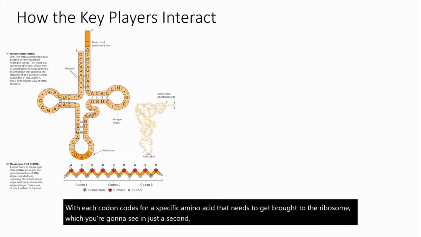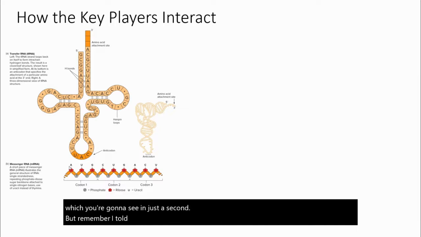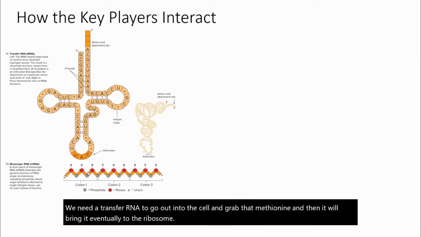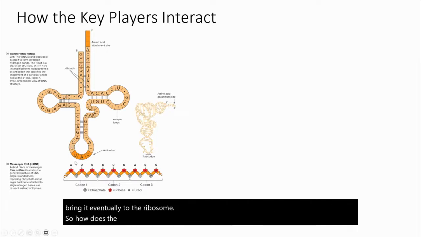But remember, I told you that when the messenger RNA says, hey, I need a methionine, which is always going to be our first amino acid, we need a transfer RNA to go out into the cell and grab that methionine, and then it will bring it eventually to the ribosome. So how does the transfer RNA know which amino acid it's going to have and where it's going to go when it's time to bring it?